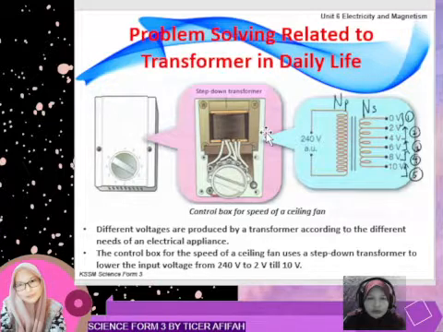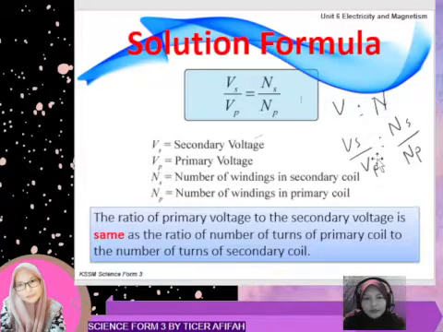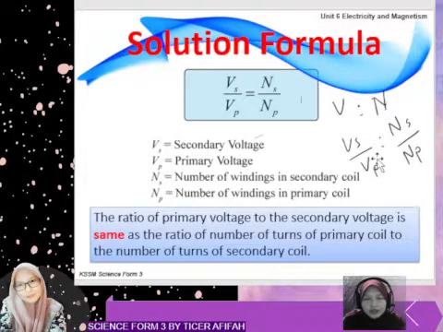Now this is the equation for the transformer. The ratio of primary voltage to the secondary voltage is the same as the ratio of the number of turns of primary coil to the number of turns of secondary coil.